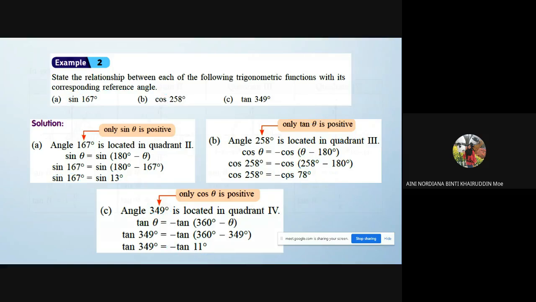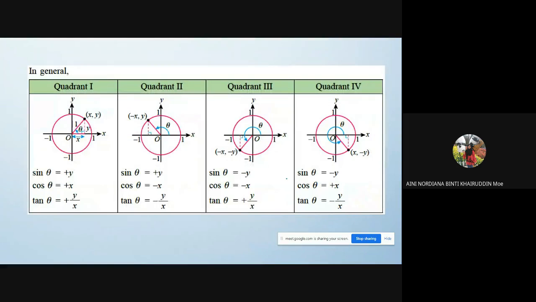Okay. So in general, ni tadi dah sebut lah. All the value of sine, cos and tangent at quadrant 1 positive. Quadrant 2 only sine positive. Quadrant 3 only tangent positive. Quadrant 4 only cos positive.